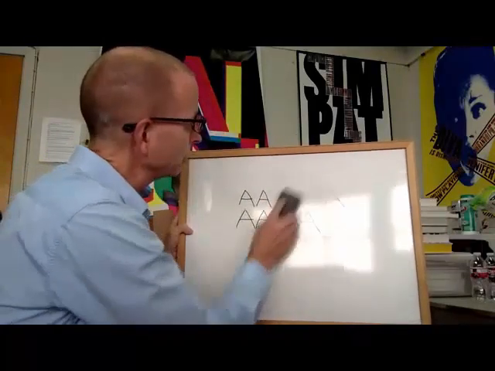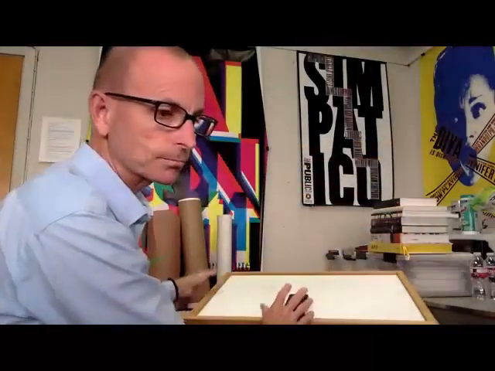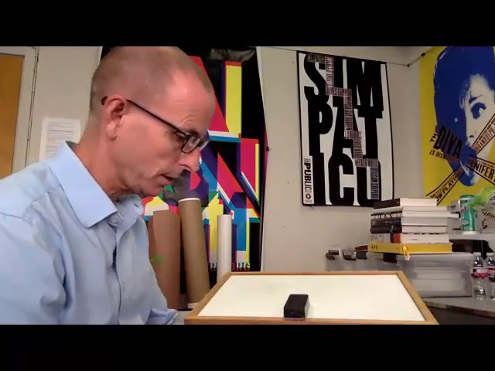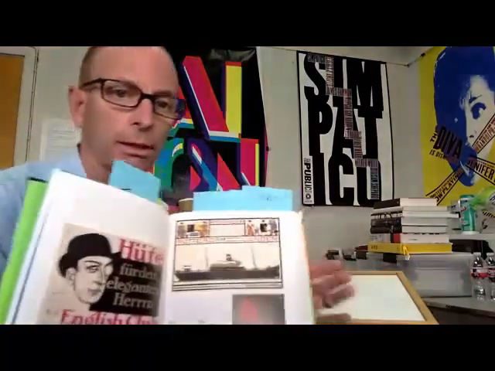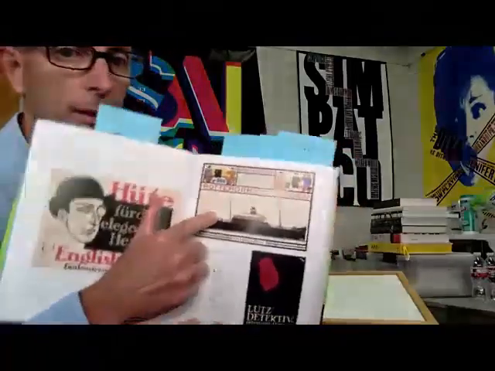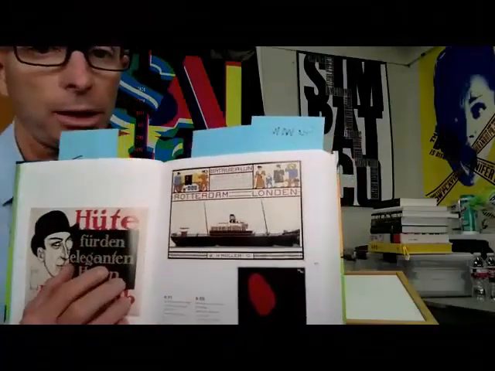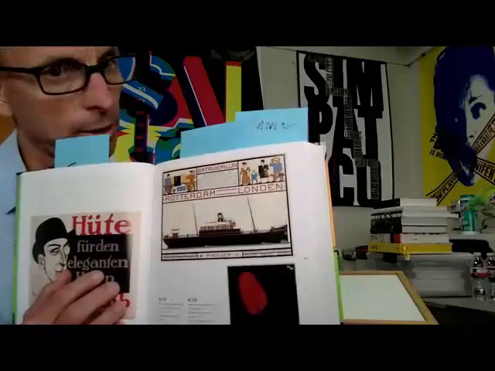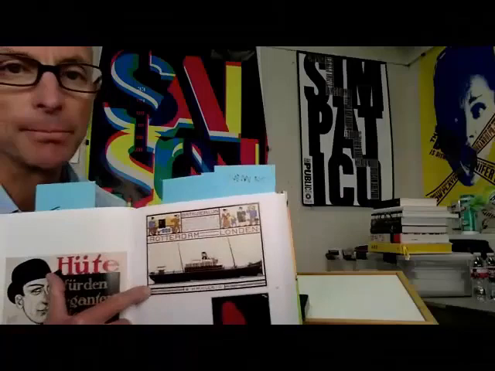I'd like to also show you a few examples of that principle in my trusty book here. This is a book on poster history, and I'll just quickly show you here. This image here is a Dutch poster concerning a Dutch shipping line, a cruise line.